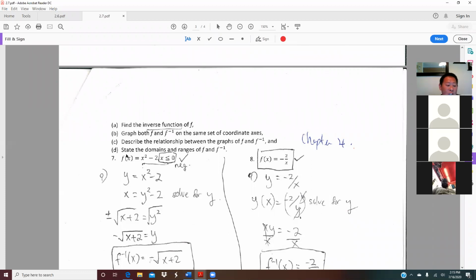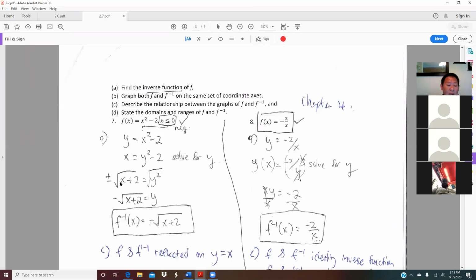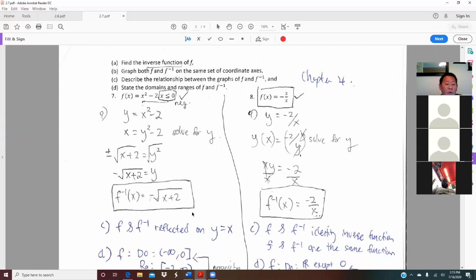So what I do is I change f of x to y, then I interchange x and y to become x and y, and then I solve for y. I add 2 over here, then I take the square root and do the plus minus. Because the domain is negative, I take the negative side. Then you change the y to the inverse function notation. So this is the negative square root of x plus 2. And then graph both of them.